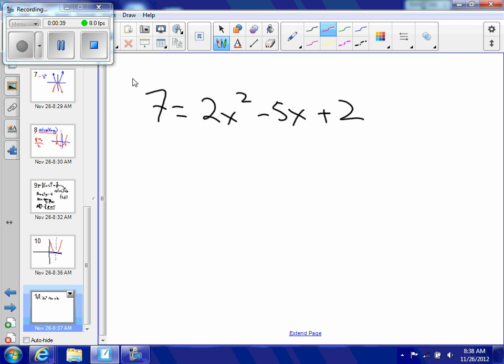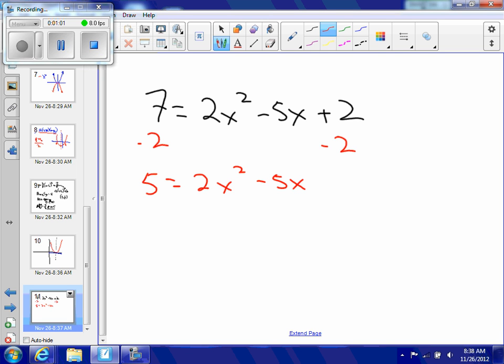Okay. So first I'm going to take my c and park it on the other side. So I'm going to subtract 2 from both sides. So I'm going to have 5 is equal to 2x squared minus 5x.